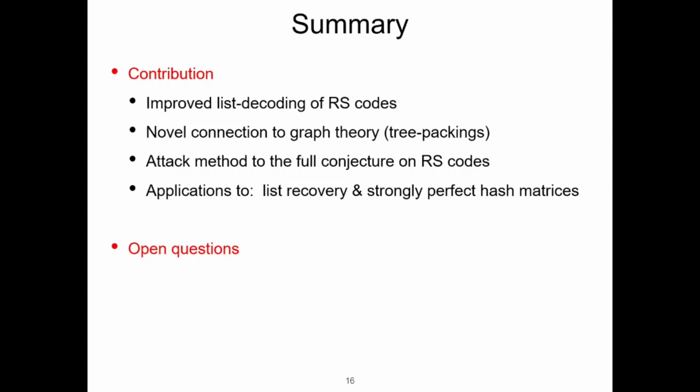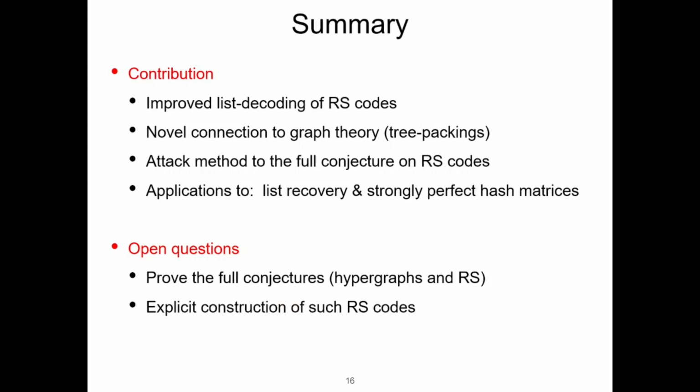And here are some open questions. The most important question is proving the full conjectures on hypergraphs and on Reed-Solomon codes. And the next question is obtaining explicit construction of such Reed-Solomon codes, because the construction in our paper is probabilistic. It depends on the random choice of evaluation points. And we can further ask if there is an efficient decoding algorithm for such Reed-Solomon codes.